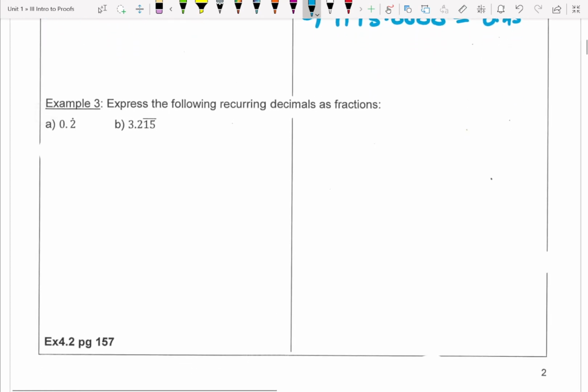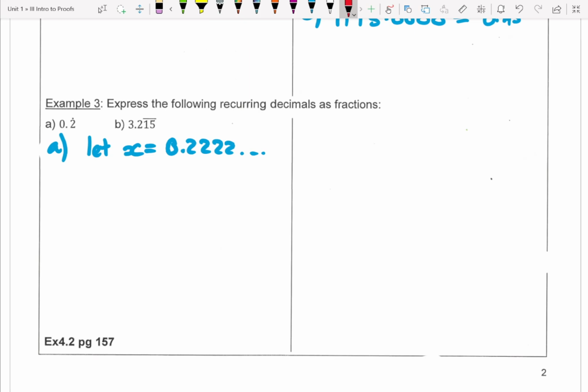For example 3, we want to take these recurring decimals and convert them back into fractions. So we have an interesting way of doing this using algebra. So what we're going to do is first, let x equal our recurring decimal. We now need to turn this into a fraction. So what we want to do is subtract this x away from something that shares the exact same recurring part. So how are we going to do that?